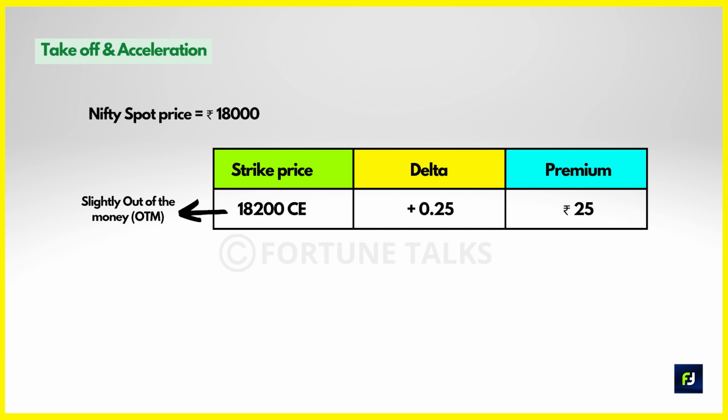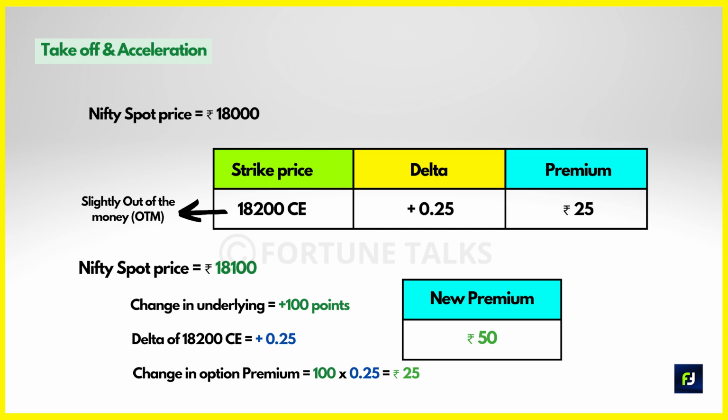and the premium is rupees 25. So when the spot price moves 100 points from 18,000 to 18,100, what do you think will happen to 18,200 call options premium? Since the delta is 0.25 and the change in underlying is 100 points, the change in the premium will be equal to 100 multiplied by 0.25, which is equal to 25 rupees, and therefore the new premium will turn out to be 25 plus 25, which equals 50 rupees. And that, my friend, is a 100% return.